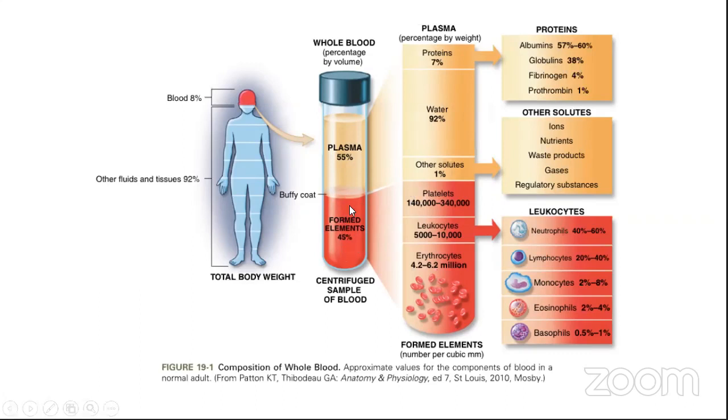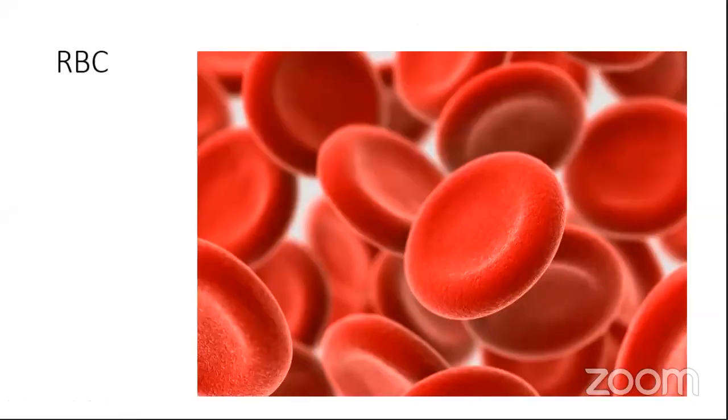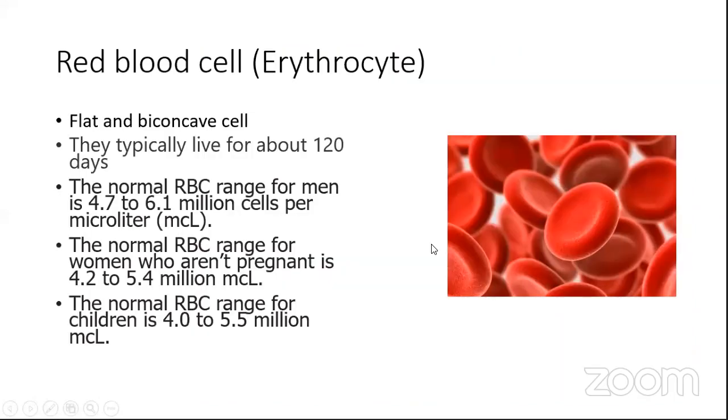These are the formed elements. There are three important parts of formed elements: red blood cells, white blood cells, and platelets. These are the numbers. 41% is constituted by the red blood cells. We move on to the red blood cells. This is a red blood cell picture. Red blood cells are sometimes termed erythrocytes. It is a flat structure.